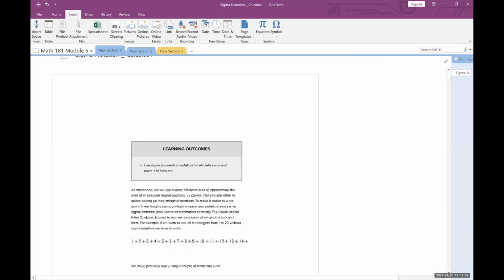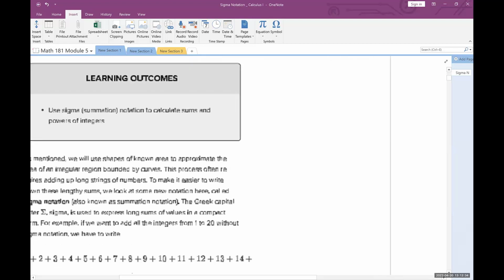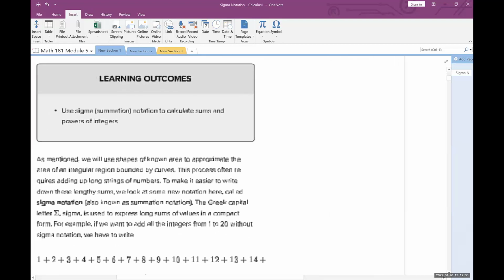Sigma notation. Our goal here is to use sigma notation, summation notation, to calculate the sums and powers of integers.